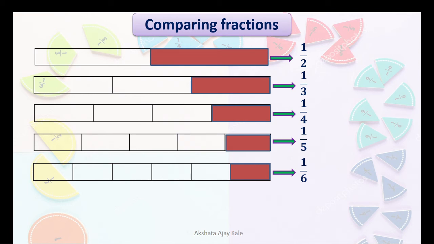Now dear children, by observing the shaded portion, you can tell me which is greatest one and which is smallest one. Can you tell me? These are not like fractions because they have different denominators. It has 3, here 4, here 5, here 6. Correct? So by observing these pictures, we can tell which is greatest and which is smallest.